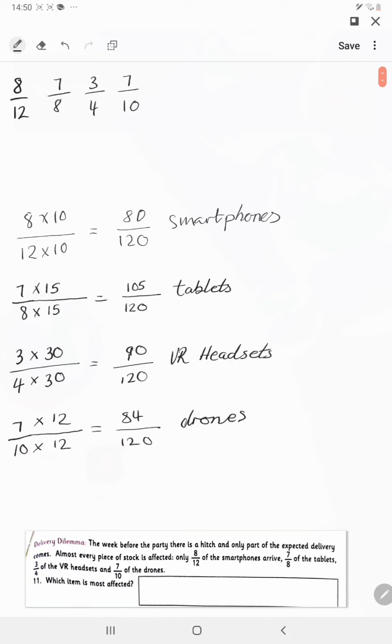So here you can see that 80 over 120 was the amount of smartphones that were sent. 105 over 120 tablets were sent. 90 of 120 VR headsets were sent, and 84 of 120 drones were sent. So we can see that the smallest fraction, which was the one that was most affected, was the smartphones.